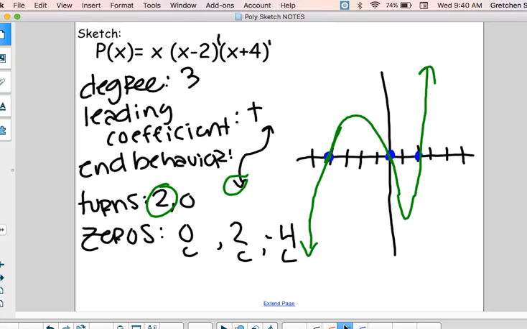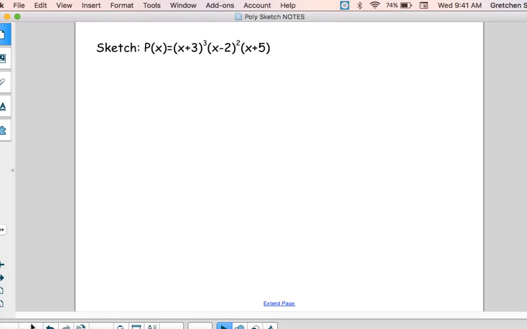So the only thing we're going to add on is a graph. The difference between a sketch and a graph is a graph has more information. So once we have our sketch, we're just going to plug in numbers to see how high that goes and how low that goes. That's the only difference. We're going to do one more. This is the last one we're going to do today. So we're going to sketch that polynomial.